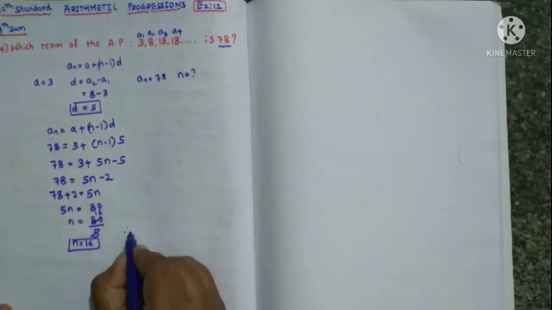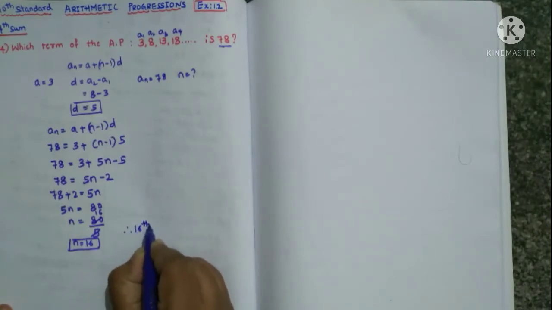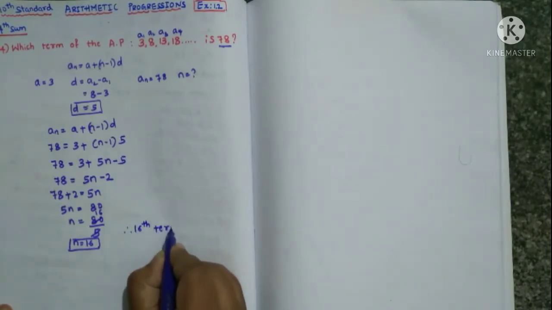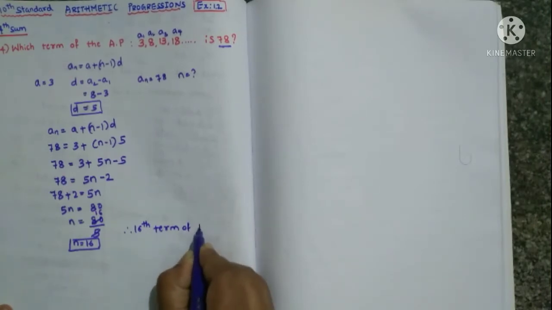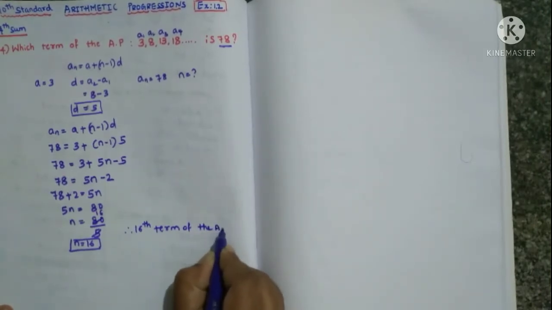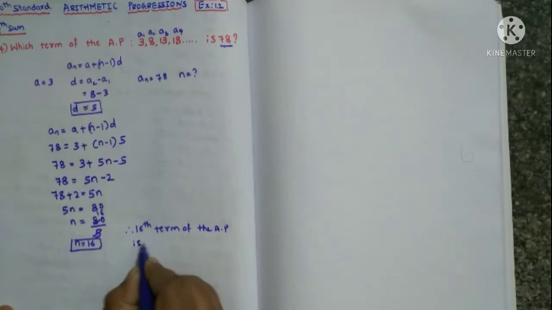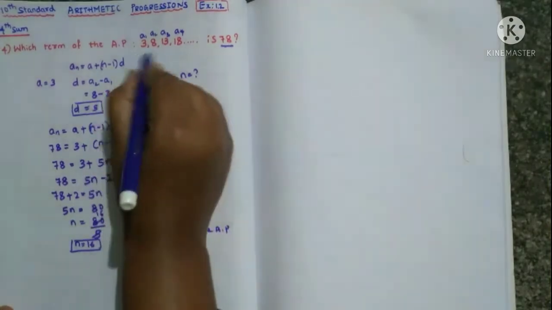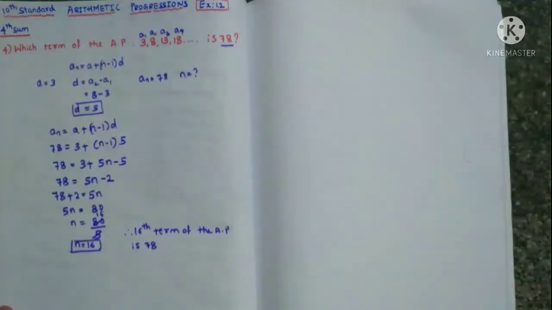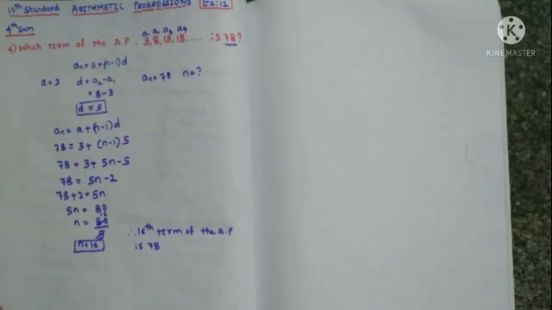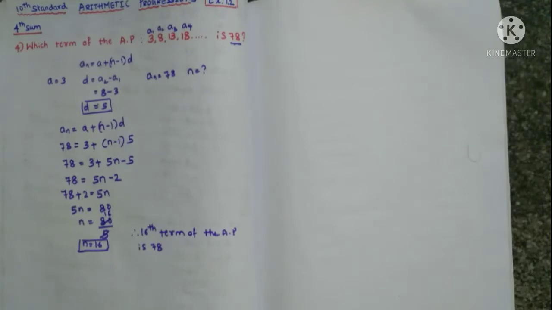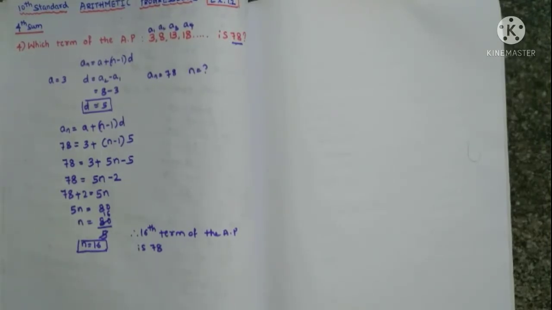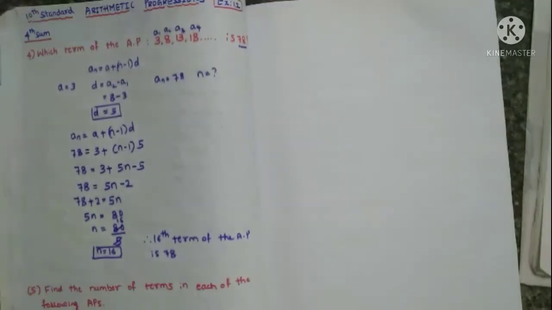What you should write? Therefore 16th term of the AP is 78. Whatever the given AP, in this, if you find the 16th term you will get 78 there. Okay, understood what I am saying? This is a very important sum like this. If they ask which term, you have to find the n value. Keep in mind. Now we'll see the next sum, that is the fifth sum.